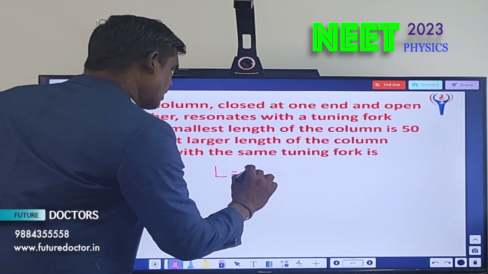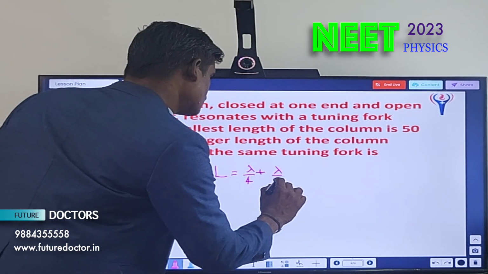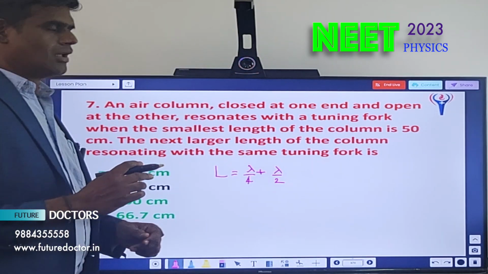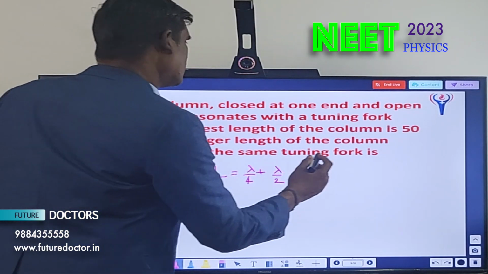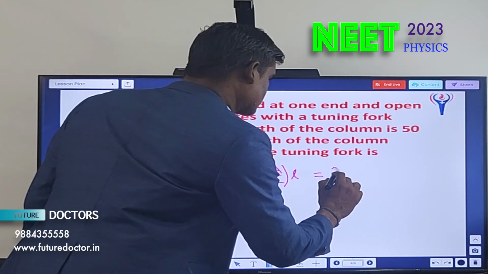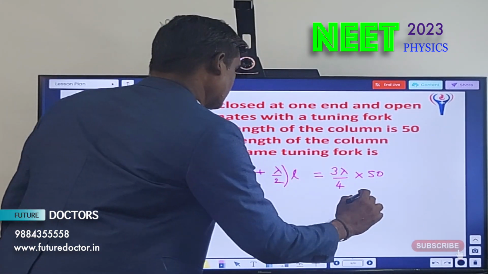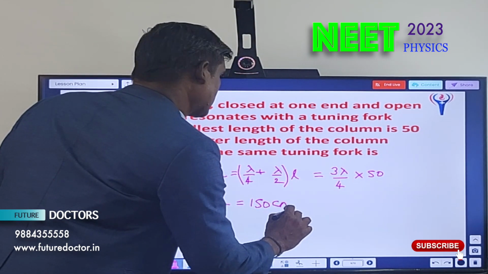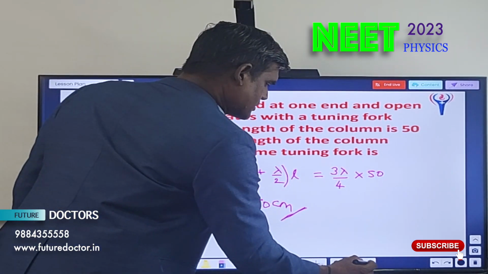Length equal to lambda by 4, then lambda by 4 plus lambda by 2. The distance between two successive nodes or antinodes is lambda by 2. The distance between a node and an antinode is lambda by 4. Then this is equal to lambda by 4 plus lambda by 2, which gives 3 lambda by 4 into L is 50. If you simplify this, you will get L equal to 150 centimeter. We haven't converted the centimeter to meter, so we will get it in centimeter. That is option B. Option B is the correct answer.